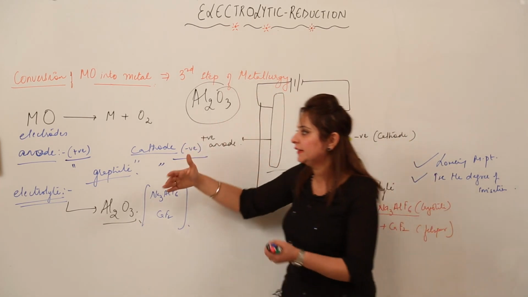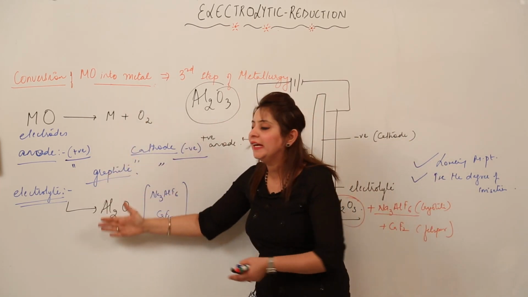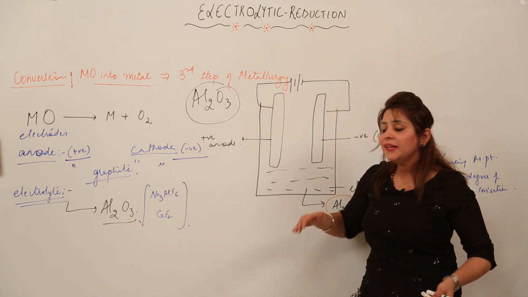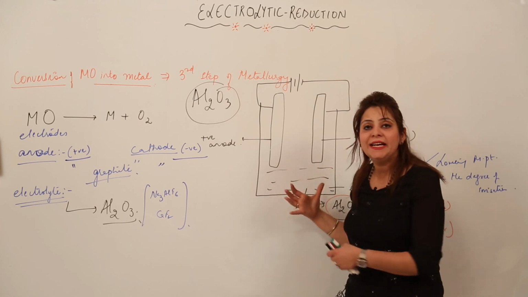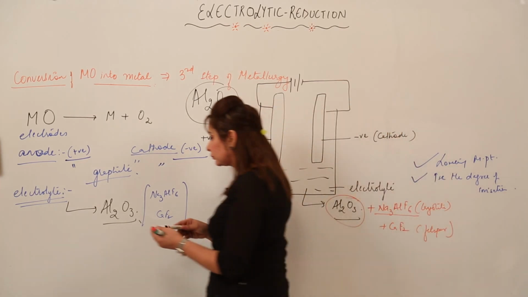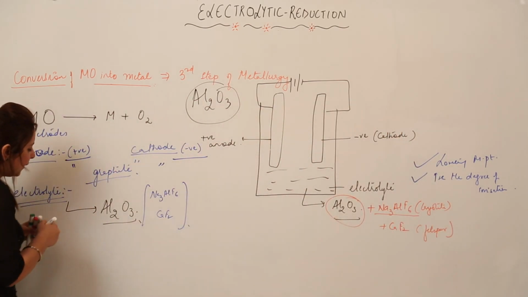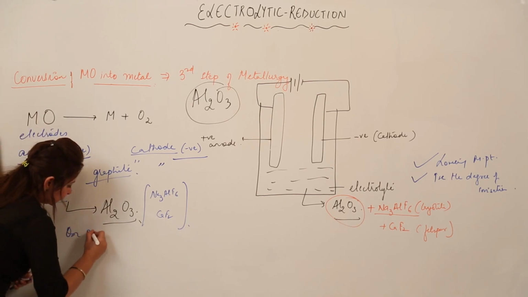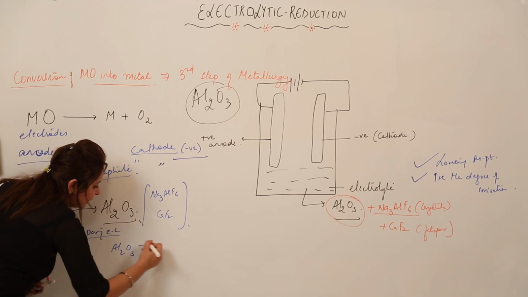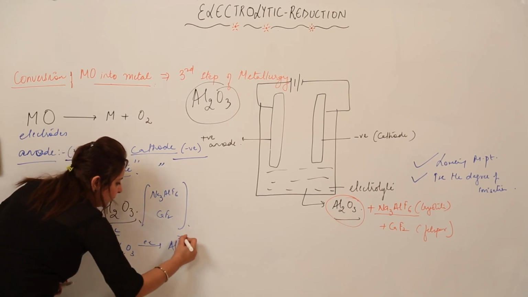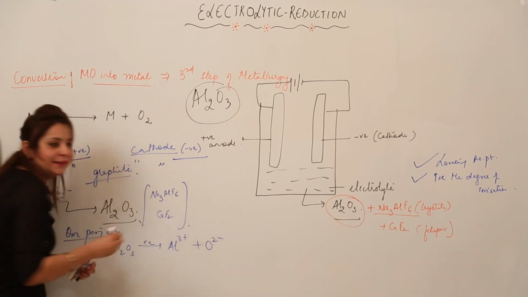So here, as I told you, I have done this kind of thing for you. Now we will look at the mechanism: what happens when we pass electric current, and how this Al2O3 gets reduced. So what happens when we pass electric current? On passing electric current, obviously this Al2O3 will get dissociated to form its respective ions, right.